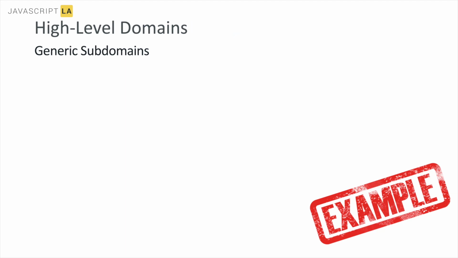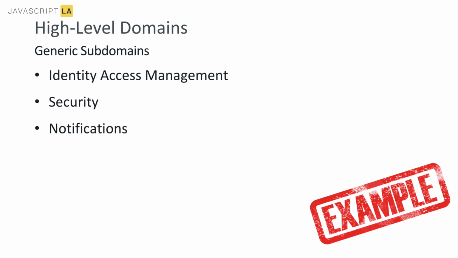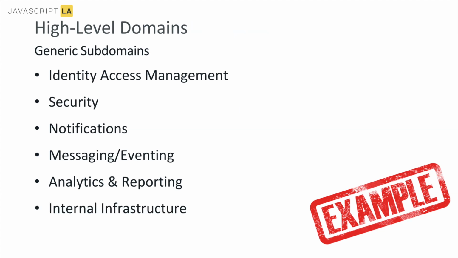And then I was just going to list a few generic subdomains. Often a lot of the more infrastructure things tend to be, so things like authorization, security, notifications, messaging and eventing, analytics and reporting, and just general internal infrastructure. A lot of these things tend to fall into generic subdomains. Now there's reasons why they might not be, especially if you're a security firm, some of these definitely wouldn't be generic. And I'm not saying that they always are, but these tend to be common things.